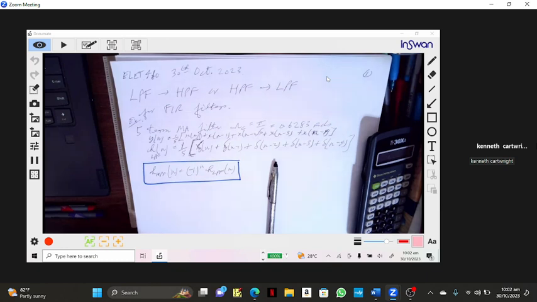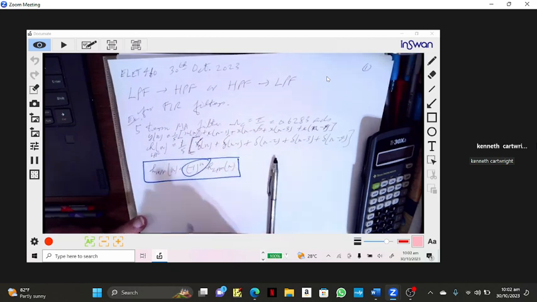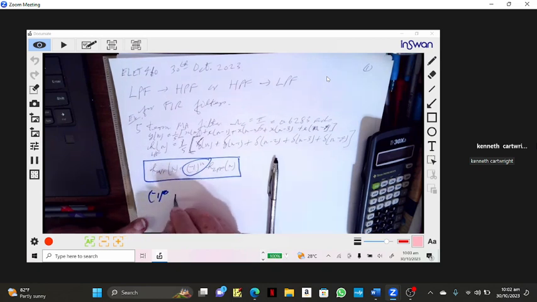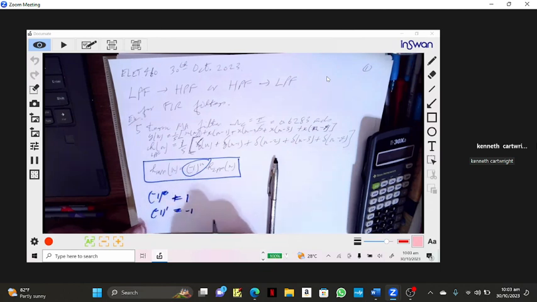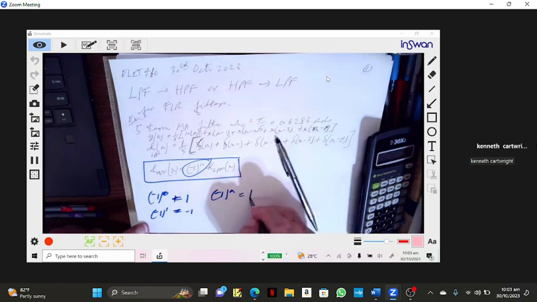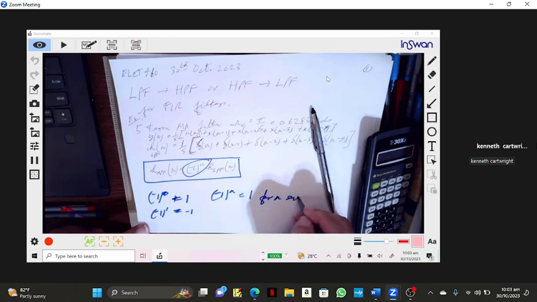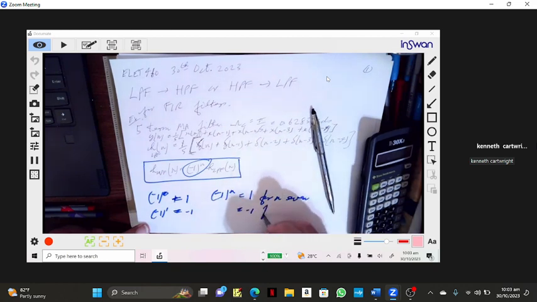That's easy. All this means is that for n equals 0, -1 to the power of 0 is of course 1. And then -1 to the power of 1 is of course -1. So -1 to the n is +1 for n even, and -1 for n odd.